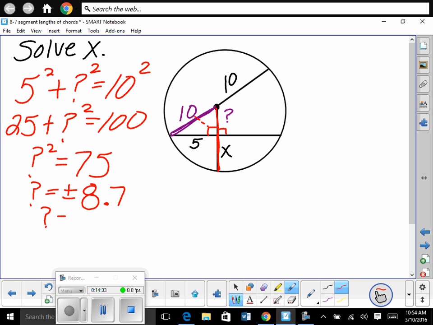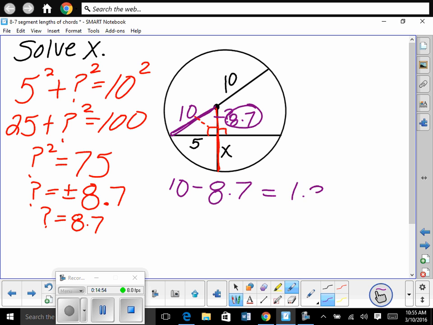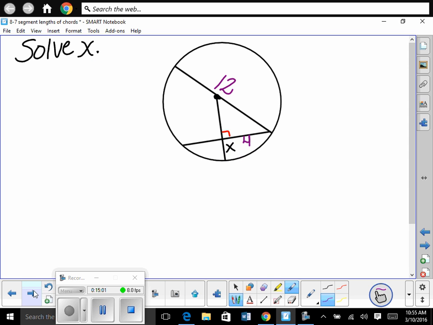Okay, so we know that the question mark is 8.7. We throw out the minus. Now that's not our answer though. This is 8.7. So how could we find x? 1.3. The full radius is 10. So we know 8.7 of the radius is right here. So how much is left over? 10 minus 8.7 is 1.3. Questions? There we go. Same idea though, right?